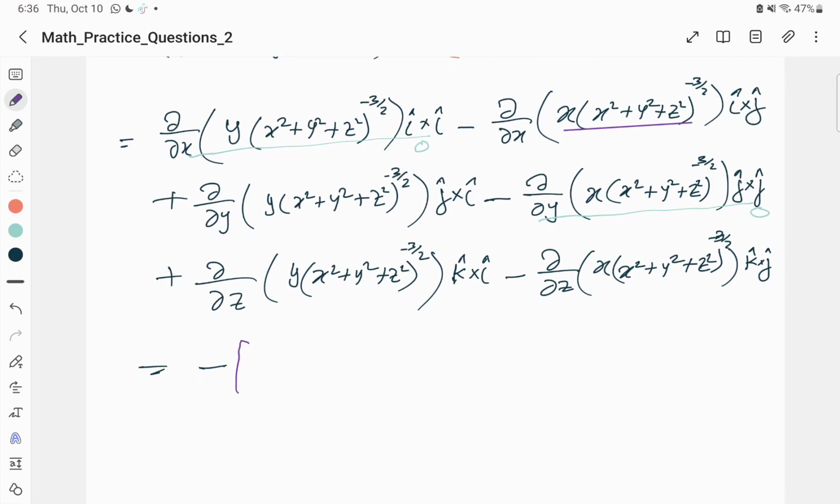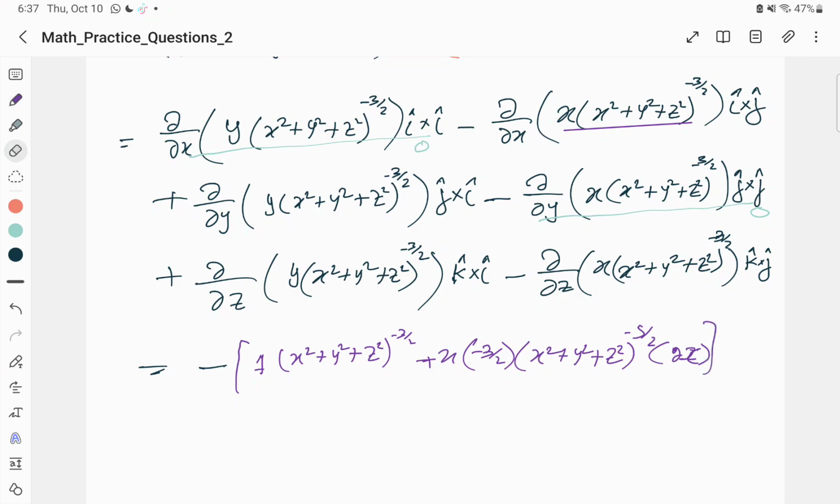If I take the derivative with respect to x of the first one, it will be 1. The second expression remains as it is, negative 3 by 2, plus then x will be as it is, and the derivative of this second expression, using the same chain rule as we did earlier, will become negative 3 by 2 into (x square plus y square plus z square) to the power negative 5 by 2. Because we are calculating with respect to x, the derivative of the inner function with respect to x will be 2x. And then outside we have i cross j, which will be basically vector k.